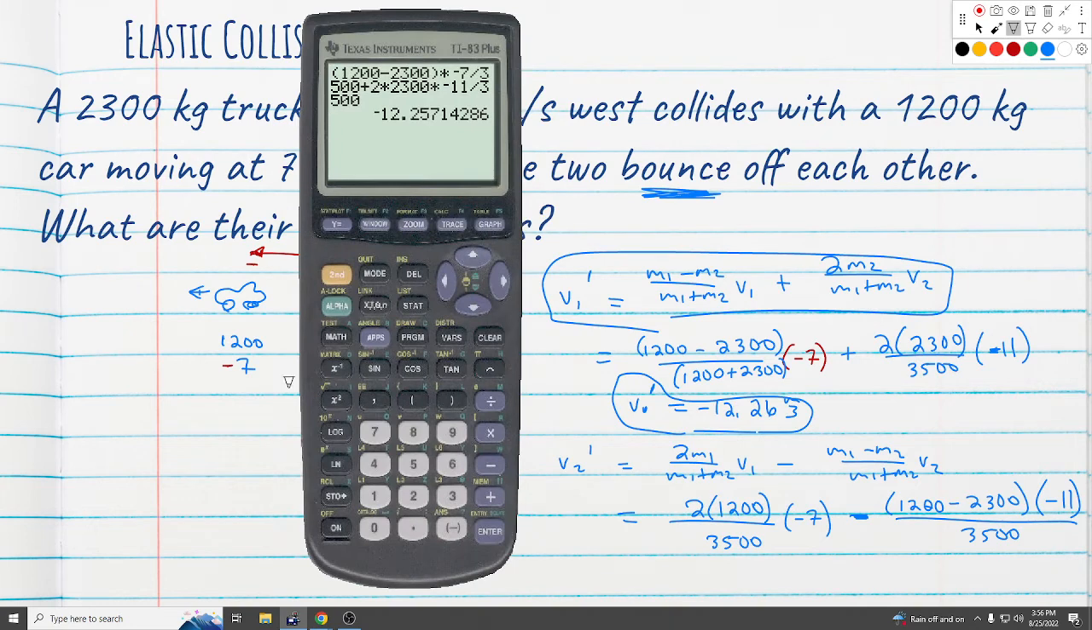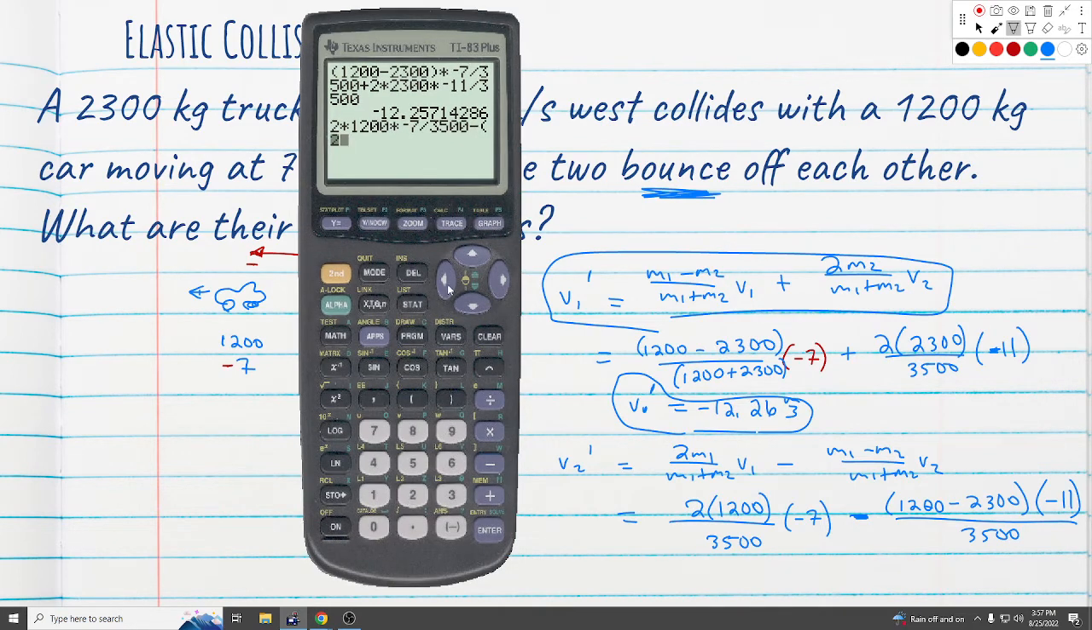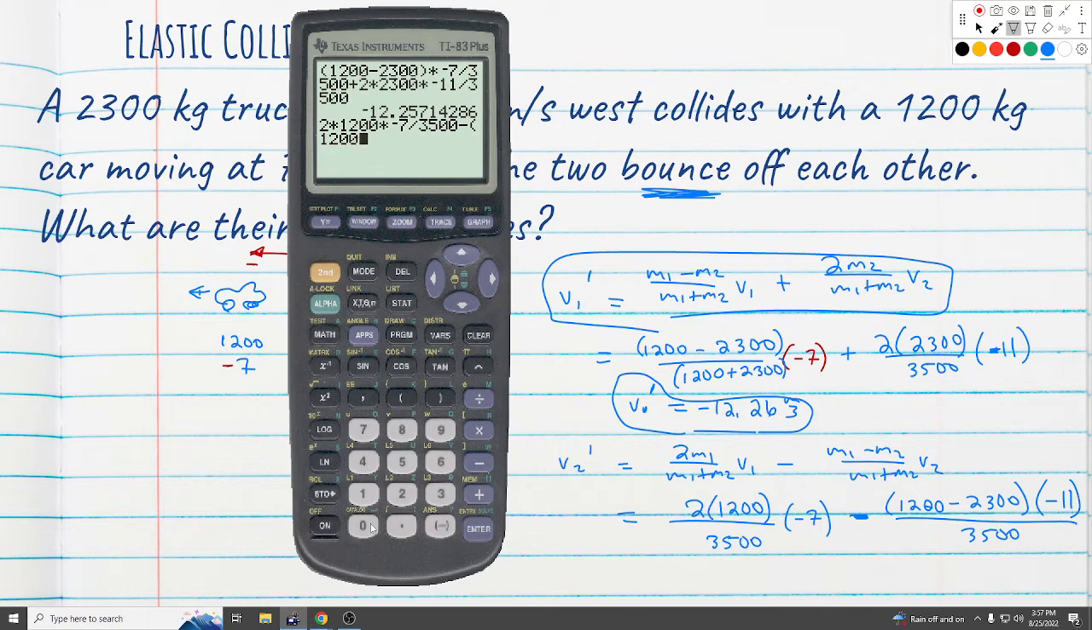Nobody said it was fun, but I'll tell you what, these formulas save you a ton of work, because that's a pretty nasty calculation if you don't have the solutions that I gave you. Okay, there's the first part. Now I want to go on and say minus parenthesis 1,200 minus 2,300. Close up that parenthesis right there. I've got times negative 11 and divided by the 3,500. It's not hard to do. It's just a little bit tedious. And that's a negative 8.26.